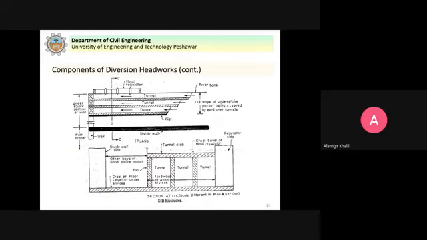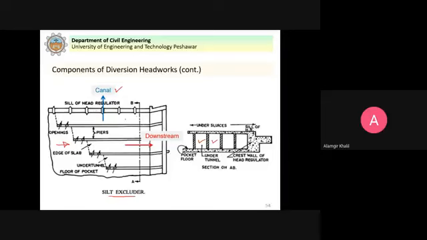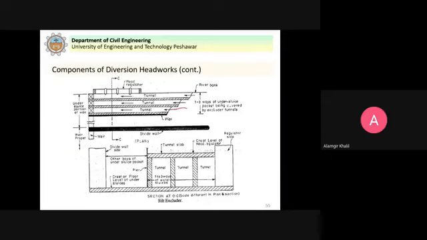This is another picture. You can see that again the silted water will enter into the tunnel, and that will be flushed here by opening gates of the under sluices. So you can see the importance of under sluices, and the relatively silt-free water will enter into the canal head regulator and will flow into the canal. So this is a measure to control the silt into the canals.